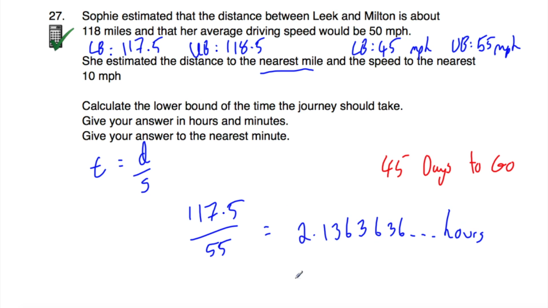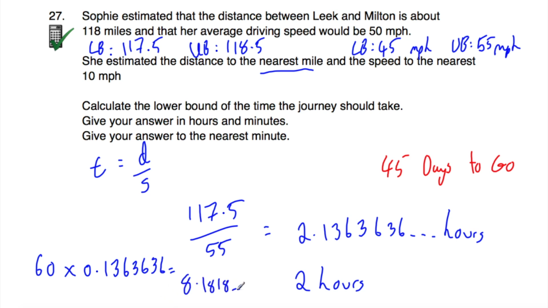So in terms of hours, it's going to be 2 hours. Now I'm going to take away 2 on my calculator, so that leaves me with 0.1363636. And if we take 60 minutes and multiply that by 0.1363636, that'll tell us how many minutes it'll be. So we multiply by 60, that's equal to 90/11ths, or 8.1818 and so on minutes.